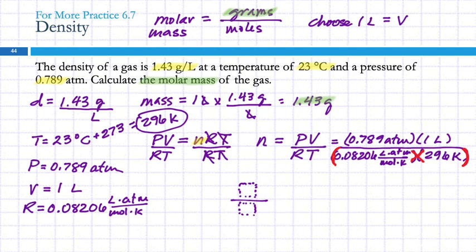So on my calculator, 0.789 divided by, open the parentheses, 0.08206 times 296, close the parentheses, 0.032483. And then I'm like, what was I calculating again? Oh, atmospheres cancel and liters cancel and Kelvin cancels. Oh yeah, it was moles. Okay. Make sure that you can get your calculator to show you that answer.